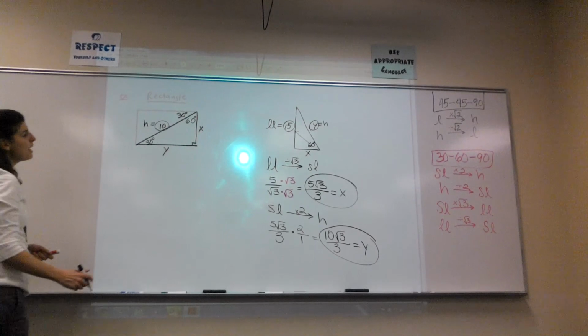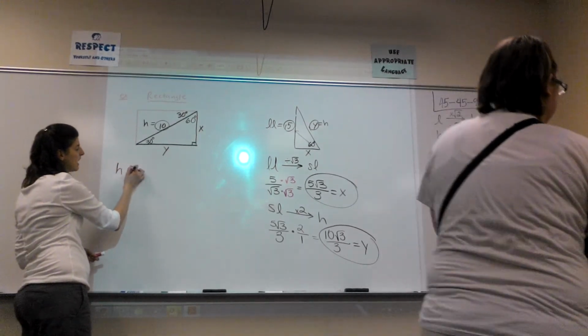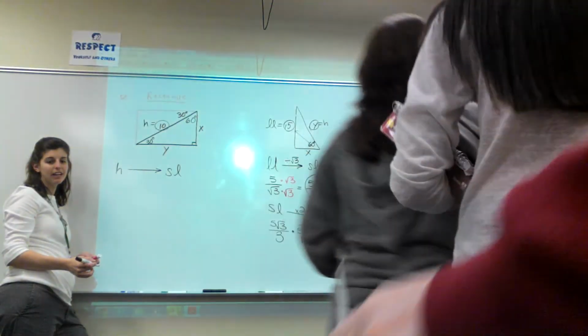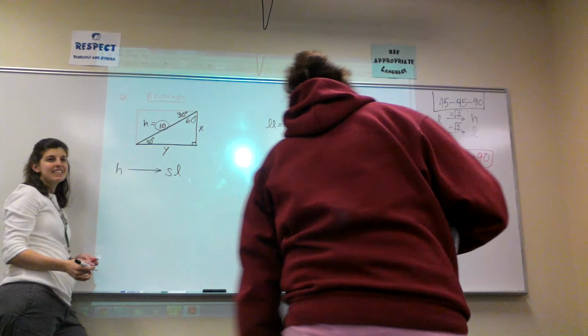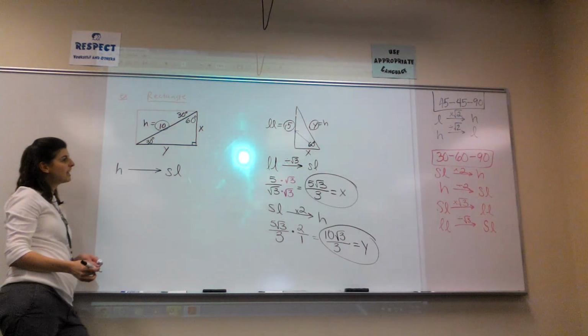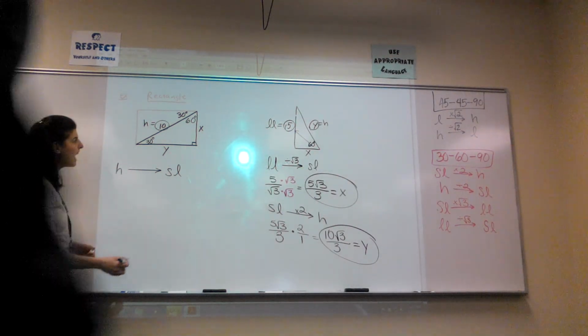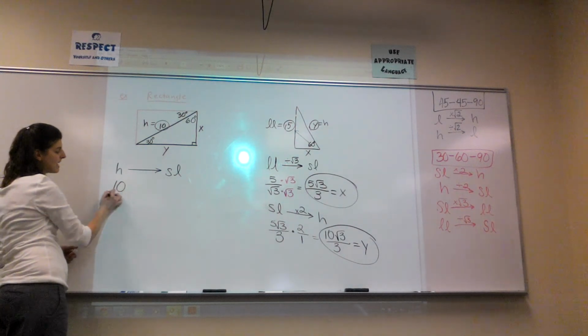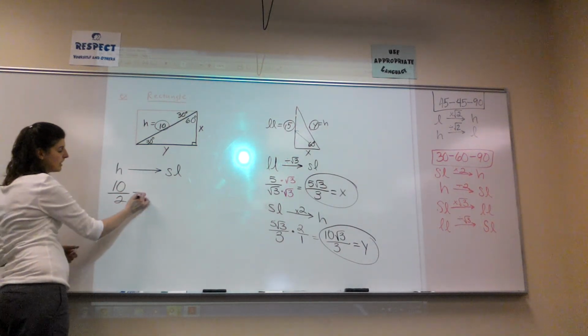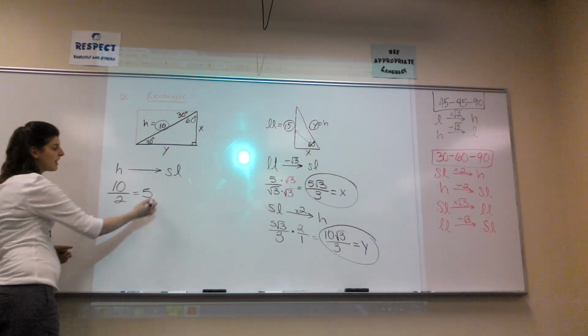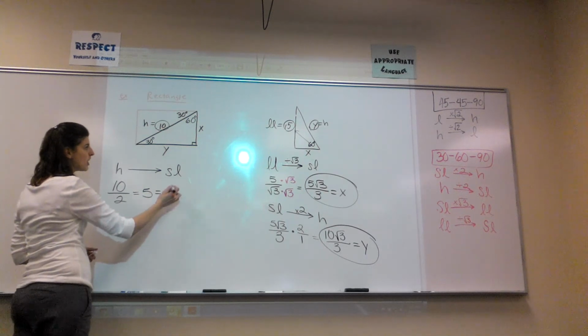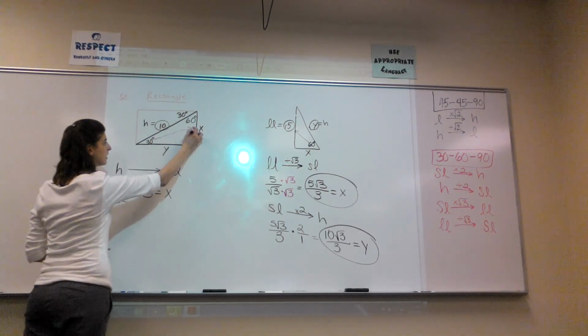So you're given the hypotenuse. To get from the hypotenuse to the short leg, you need to divide by 2. So I'm going to take 10 and divide by 2 to get 5. That's my short leg, which is also X on my picture.